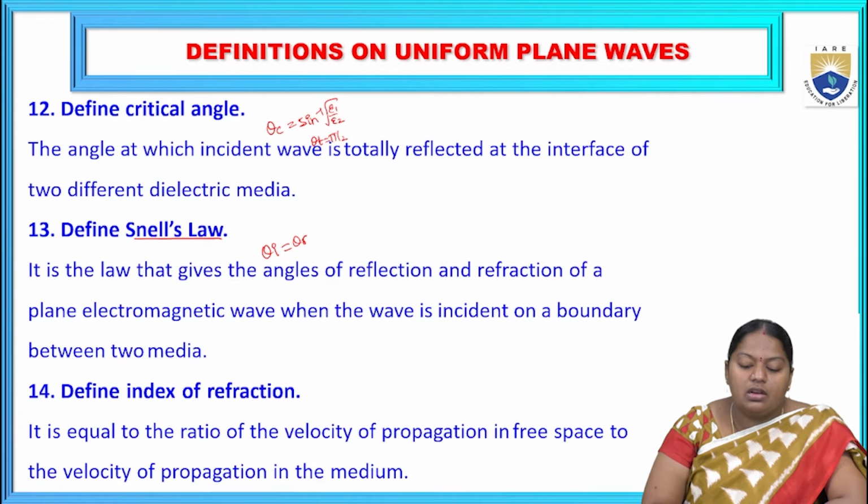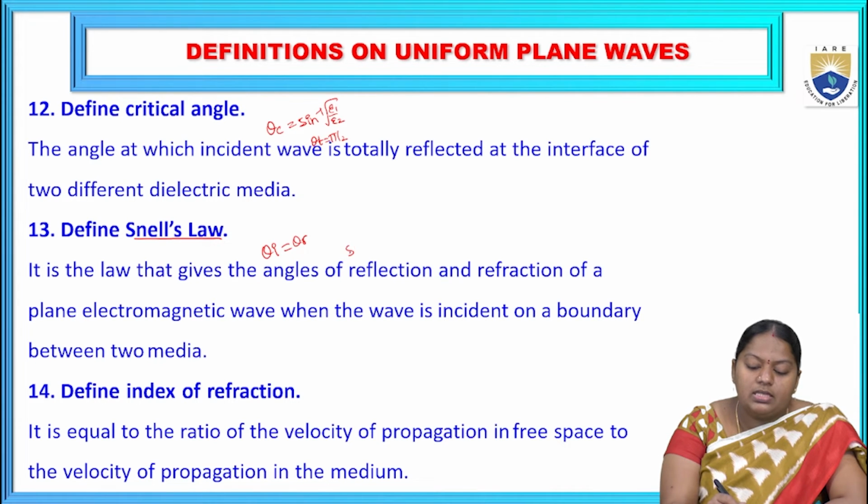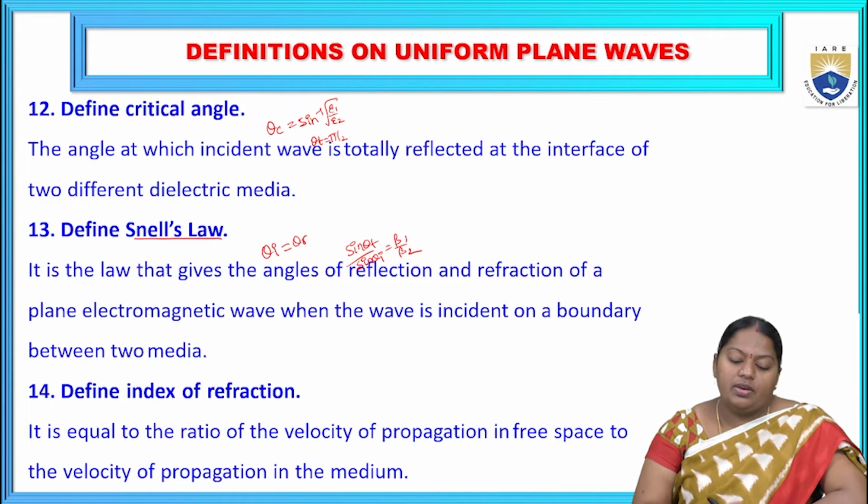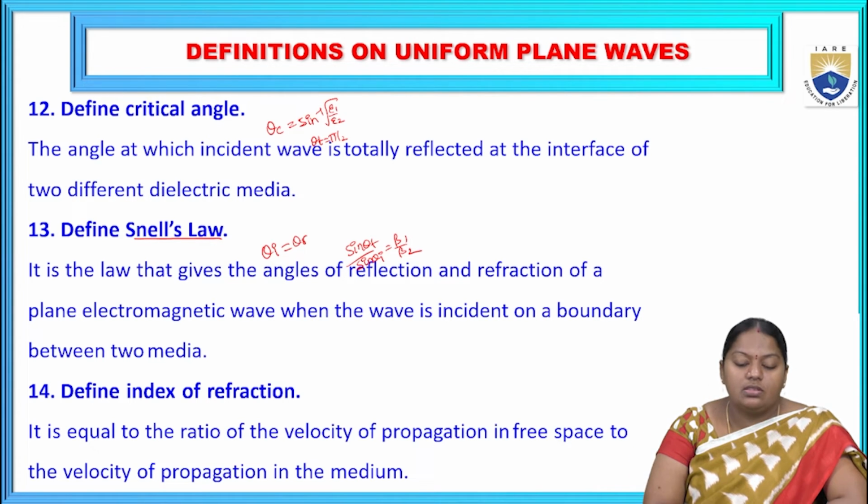For refraction, sine theta t by sine theta I equals beta 1 by beta 2. Here we have considered the relations with respect to the phase constants beta 1 and beta 2, and if you consider refractive indexes n1 and n2, or velocities of both media v1 and v2, we can consider either of these. Depending upon that, Snell's law gives us the angles of reflection and refraction of an electromagnetic wave.